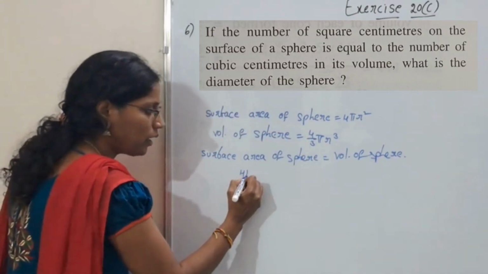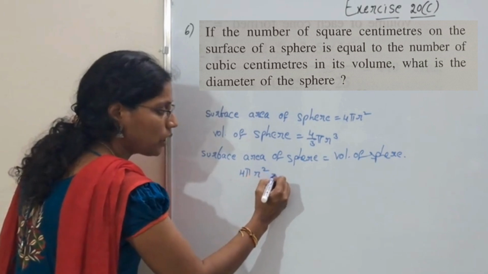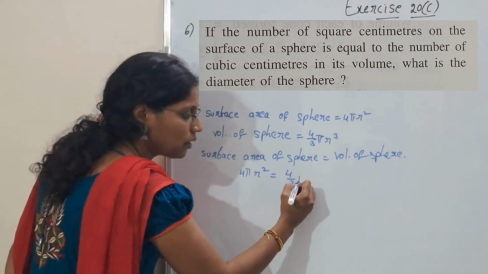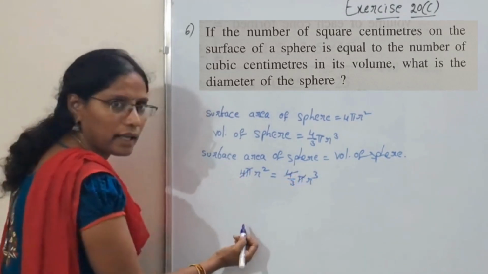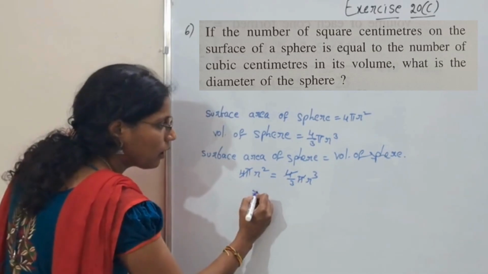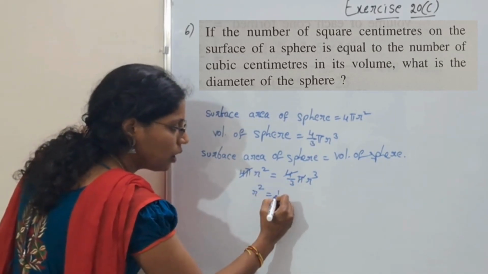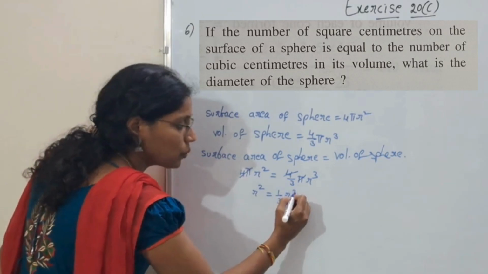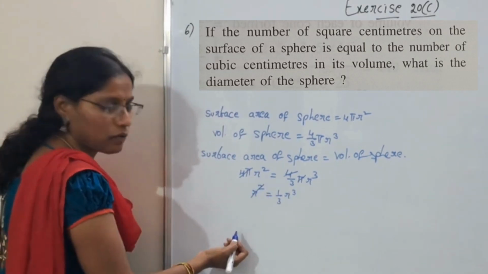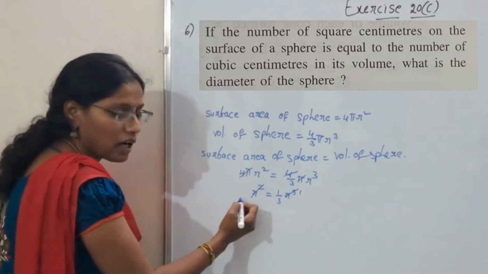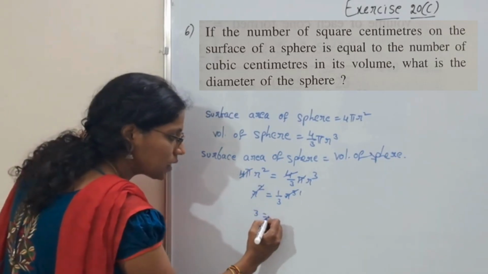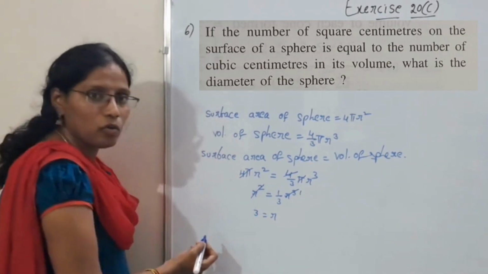Here 4 pi r square equal to 4 by 3 pi r cube. Here 4 pi cancel. Remaining r square is equal to 1 by 3 r cube. Here 2 times r square, here 3 times r square, so remaining 1 time is there. 3 we have to shift to the left side. 3 is equal to r. Here r value is 3.